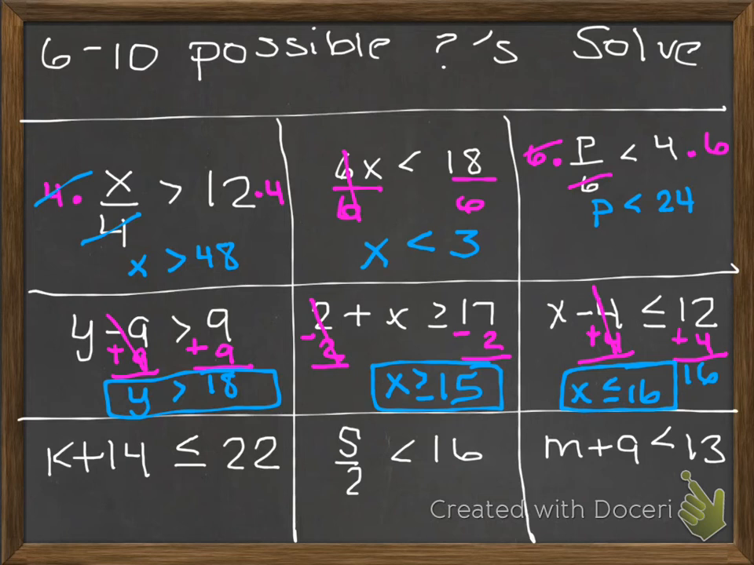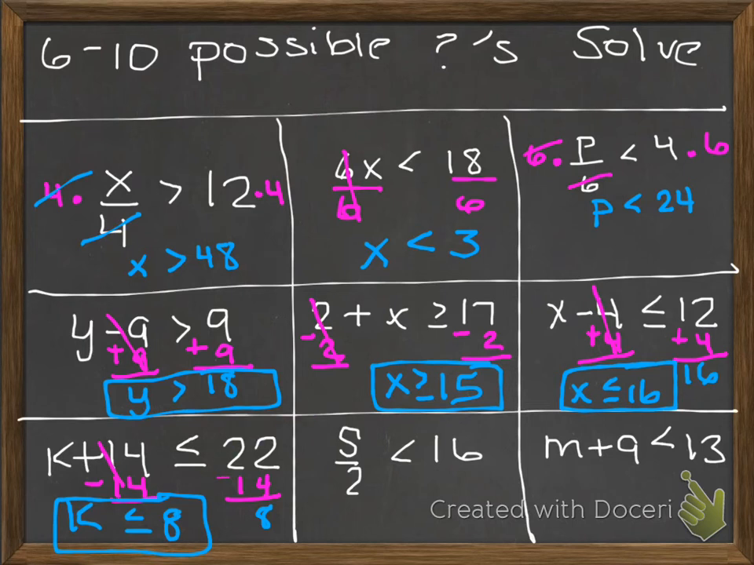Now we're looking at k plus 14 is less than or equal to 22. So k, 14 is being added to k. So to undo that, we're going to subtract 14 from each side. And then we are going to be left with k is less than or equal to 22 minus 14, which is going to give us k is less than or equal to 8. So hopefully that looks like an 8.